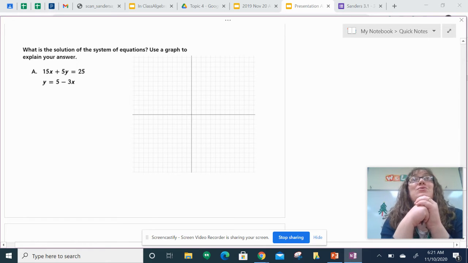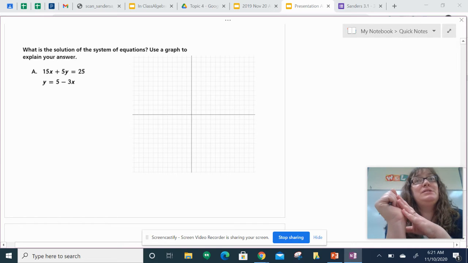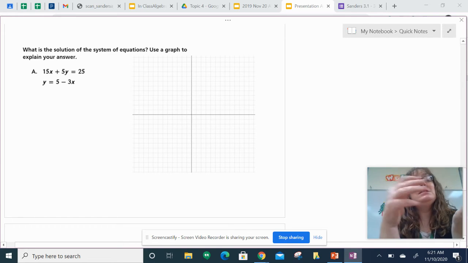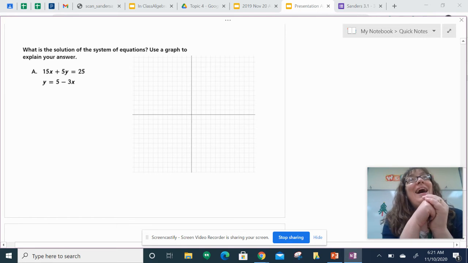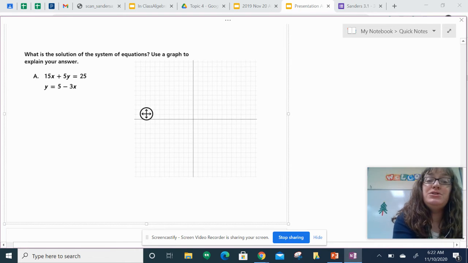Well, one thing I noticed right away is this first equation is not written in slope-intercept form. So I can't use the same process that I've been using in order to graph. Well, I can. I'm just going to have to get that first equation in slope-intercept form. So I'm going to have to do some work ahead of time.